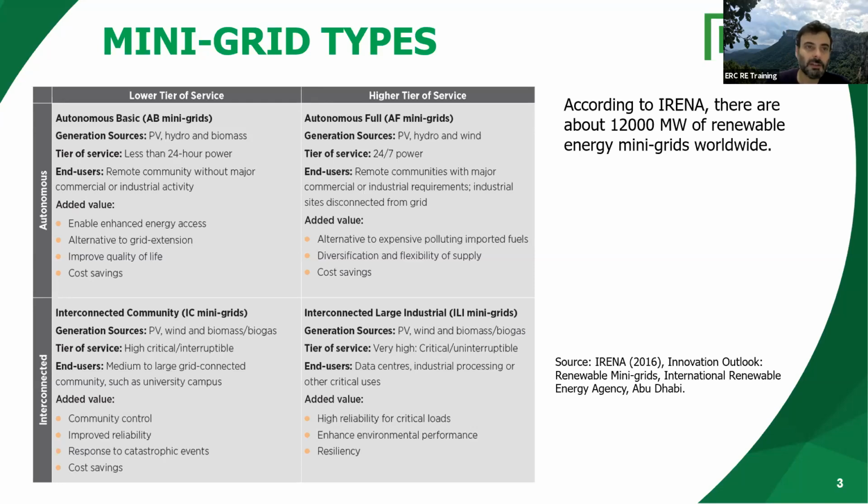So going back to the table here, you can see 4 types of mini-grids according to the kind of service they provide, whether it is a low level of service in terms of energy or power supply, or a higher level of service, depending again on the power they supply or the energy. And then we can have either off-grid mini-grids or interconnected mini-grids.